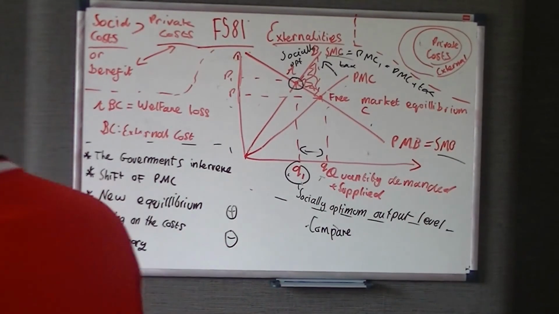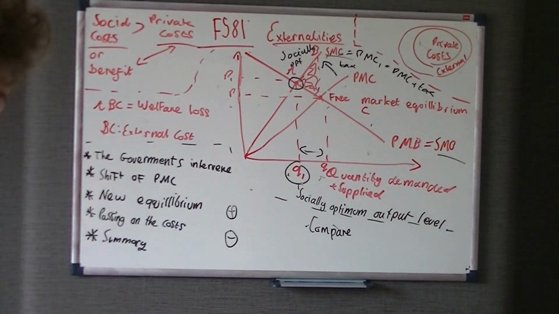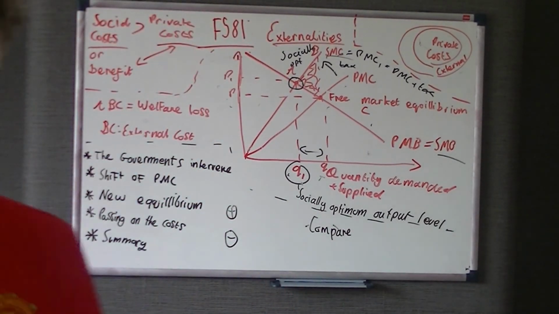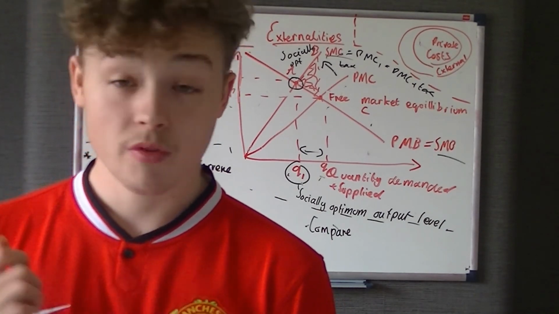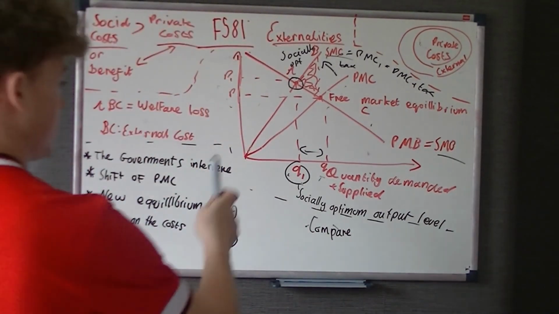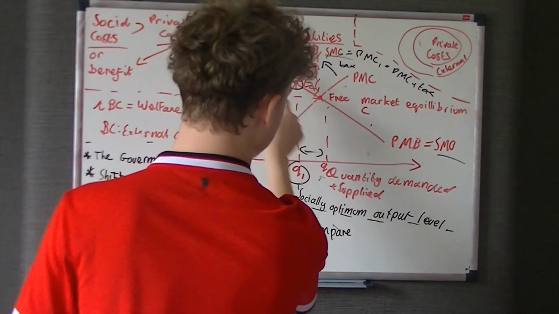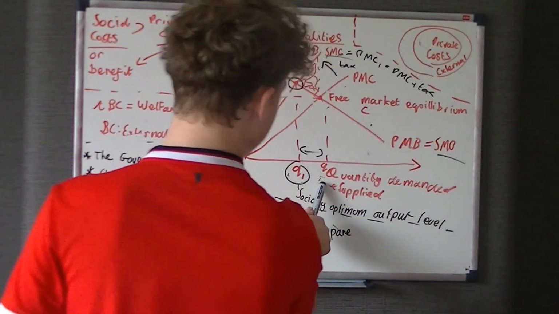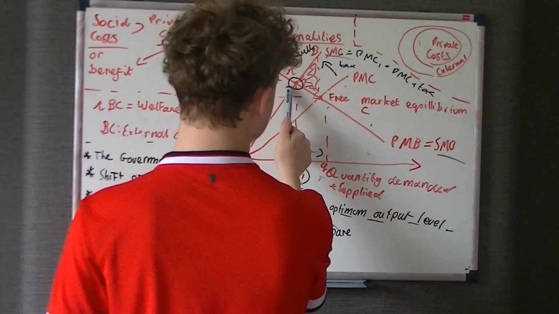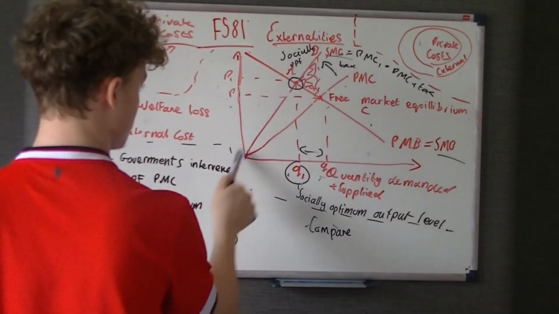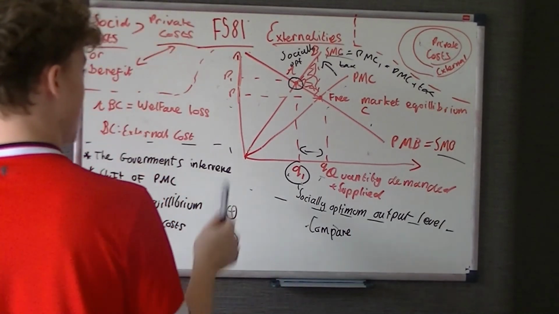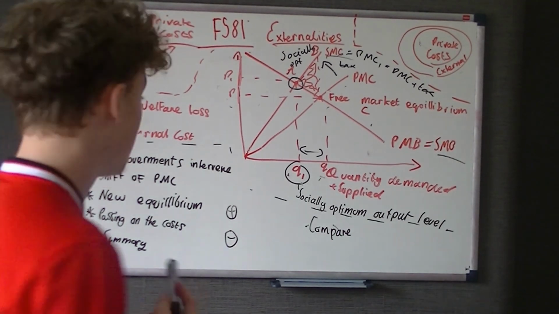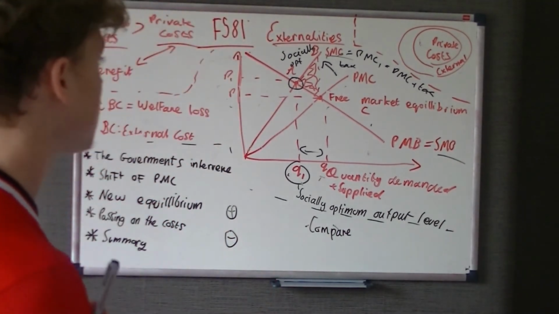So I'll go through it again. You explain the diagram. Your first paragraph is where the free market equilibrium occurs, which is at point C, where the private marginal cost curve intersects the private marginal benefit curve. This corresponds to the price level P and a quantity demanded Q. The social optimum equilibrium is where the social marginal cost curve intersects the social marginal benefit curve. This corresponds with the price level P1 and the quantity demanded Q1. So that's the start of your explanation of the diagram.